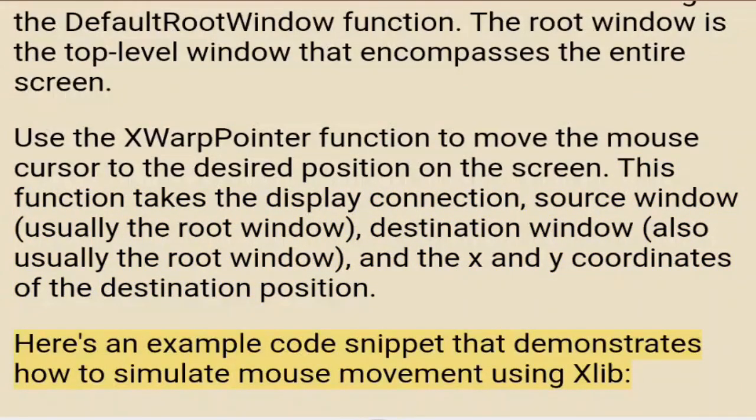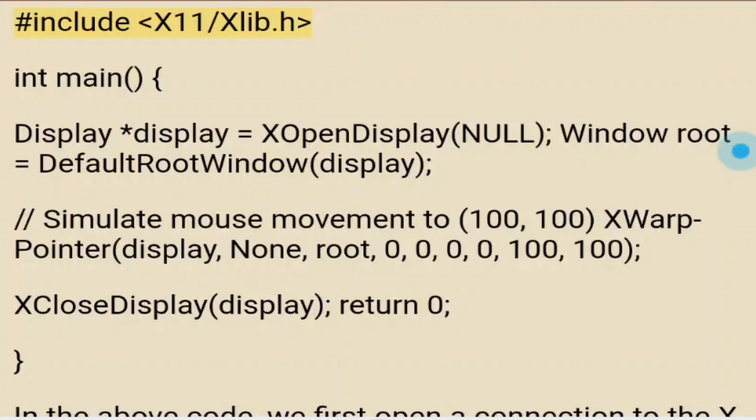Here's an example code snippet that demonstrates how to simulate mouse movement using Xlib. #include <X11/Xlib.h>. int main. Display equals XOpenDisplay(NULL), Window root equals DefaultRootWindow(display). Simulate mouse movement at 100, 100: XWarpPointer(display, None, root, 0, 0, 0, 0, 100, 100). XCloseDisplay(display), return 0.